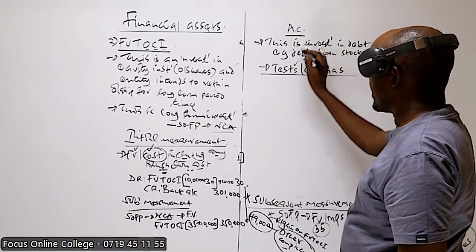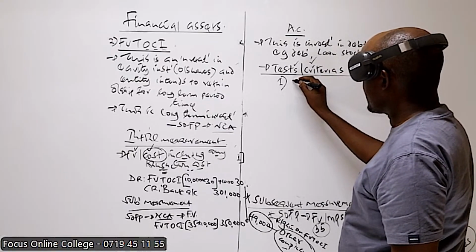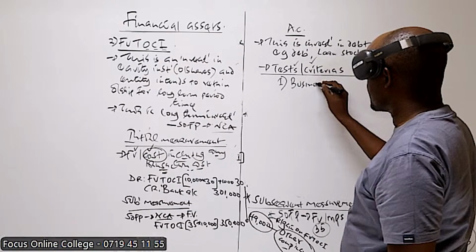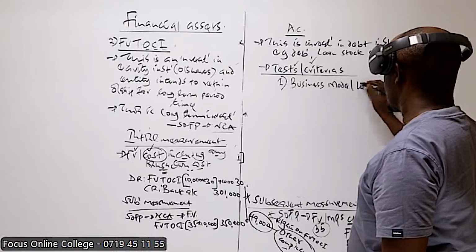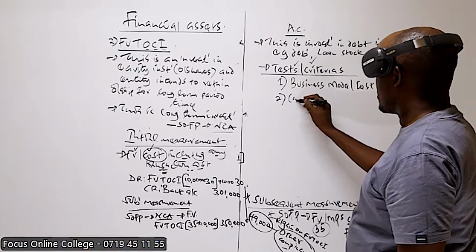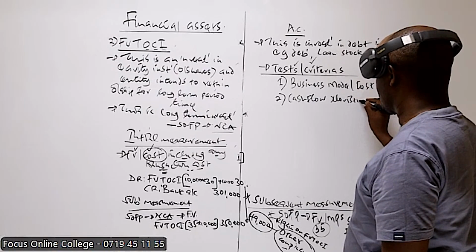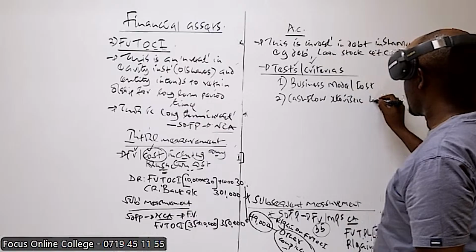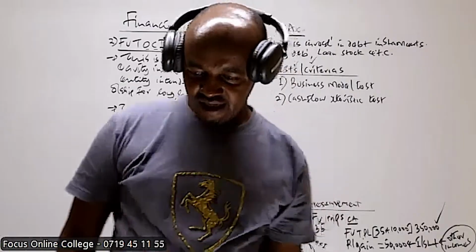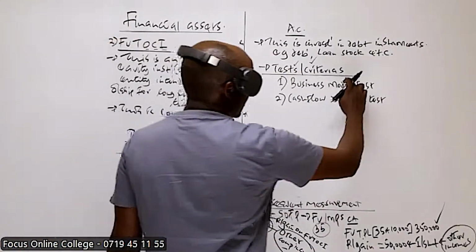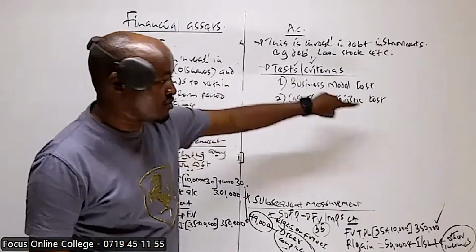So which are those two criteria or tests which a financial asset must pass to qualify to be classified as a financial asset at amortized cost? Number one is something called the business model test. And number two is something called the cash flow characteristic test. Any financial asset to qualify under this category has to pass these two tests.